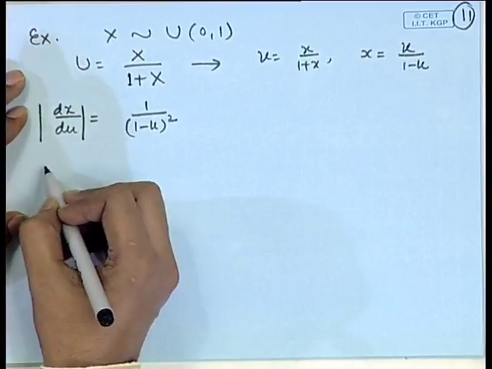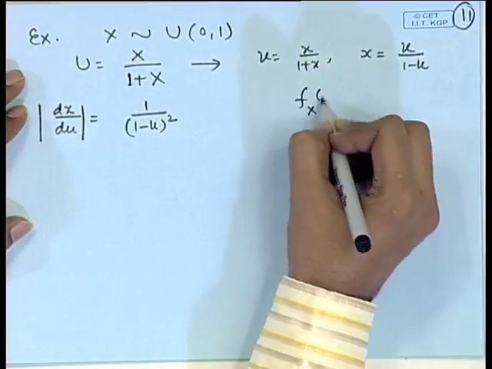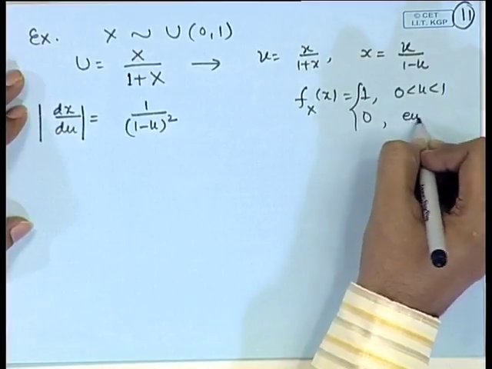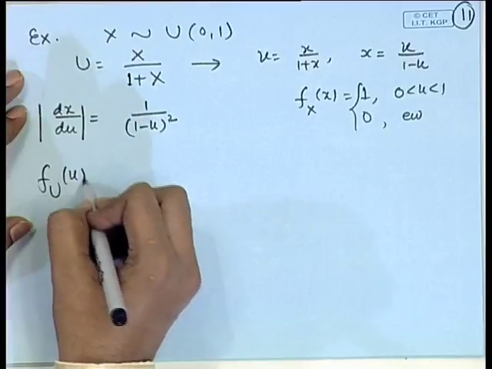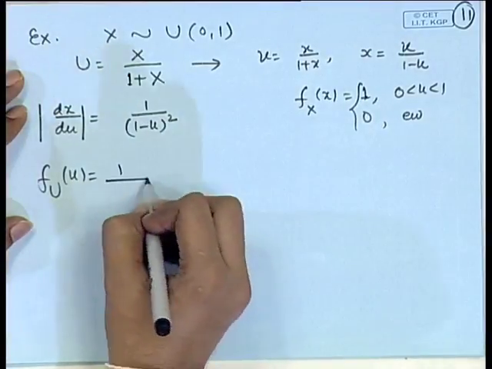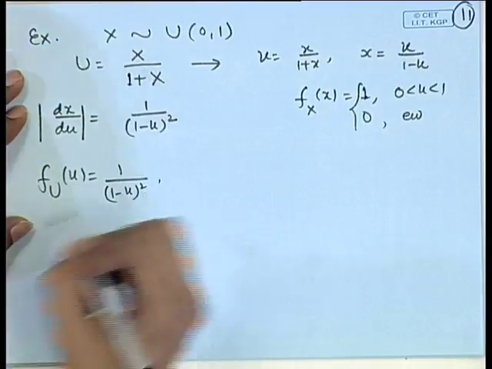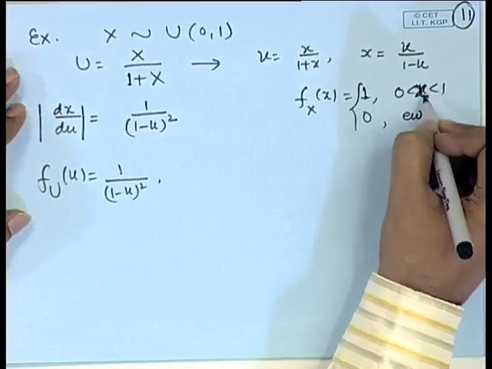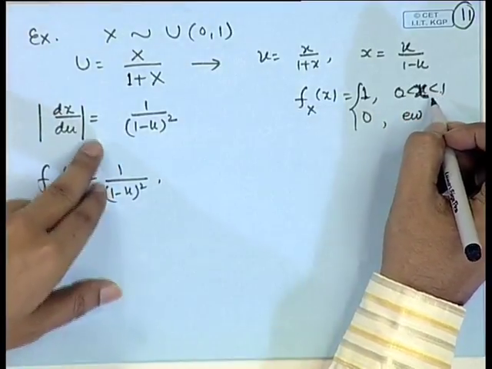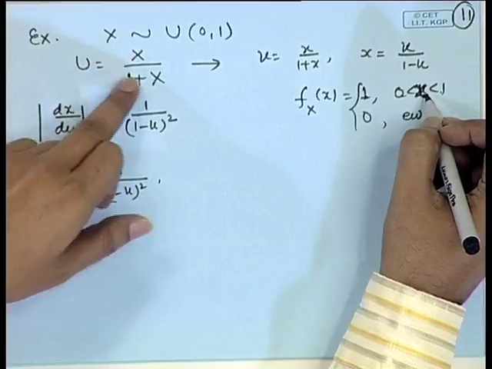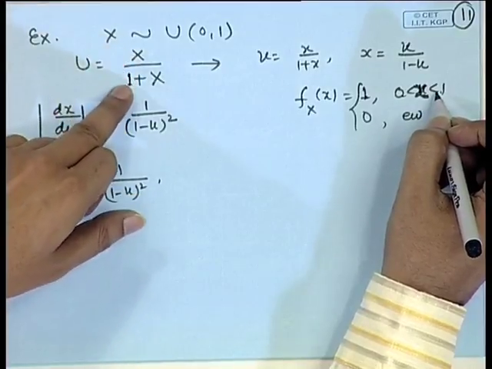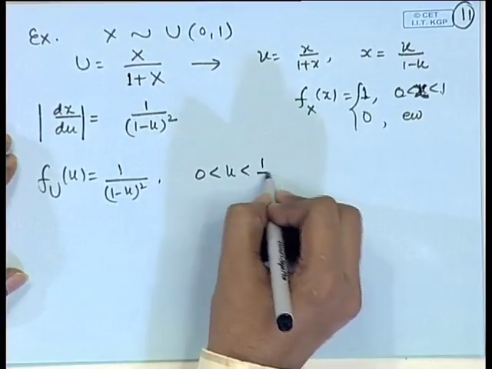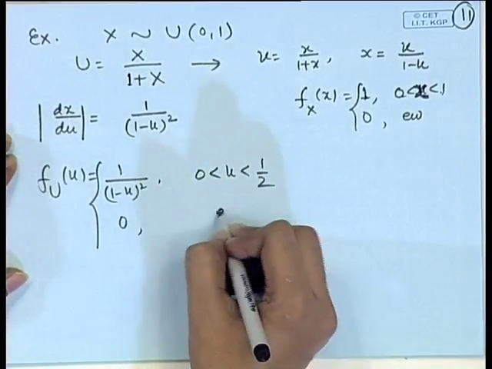So, here the density function of x is 1 for 0 less than x less than 1. So, the density function of u is obtained as 1 into 1 by (1 minus u) square. What will be the range? Here 0 less than x less than 1. So, when x is 0, this is 0, when x is 1, then this is half. It is a strictly increasing function. So, 0 less than u less than half, and it is 0 elsewhere.